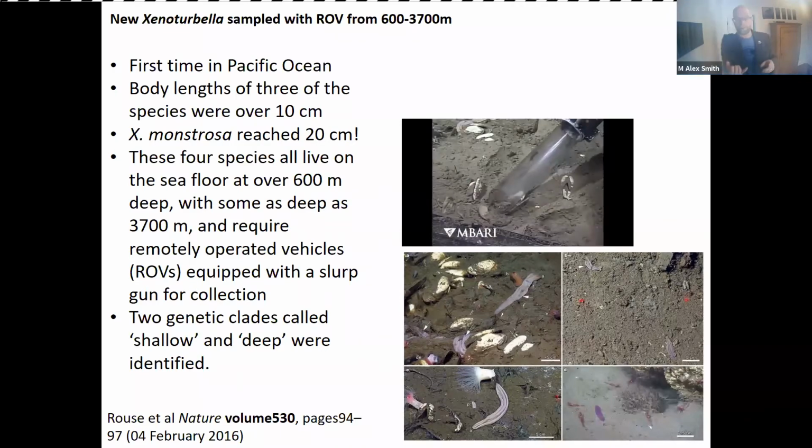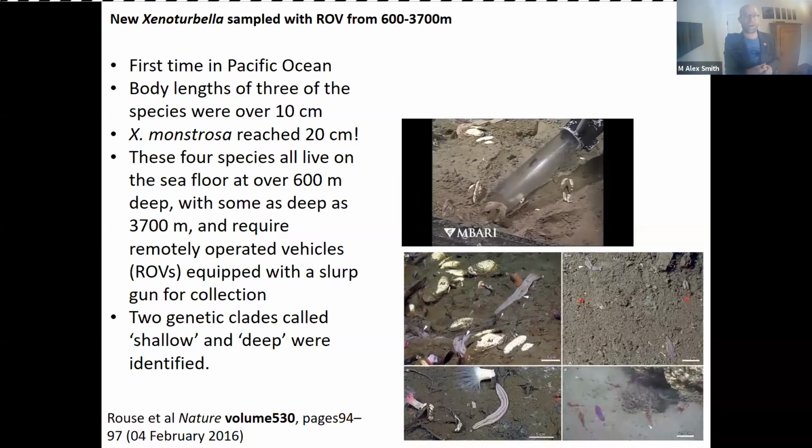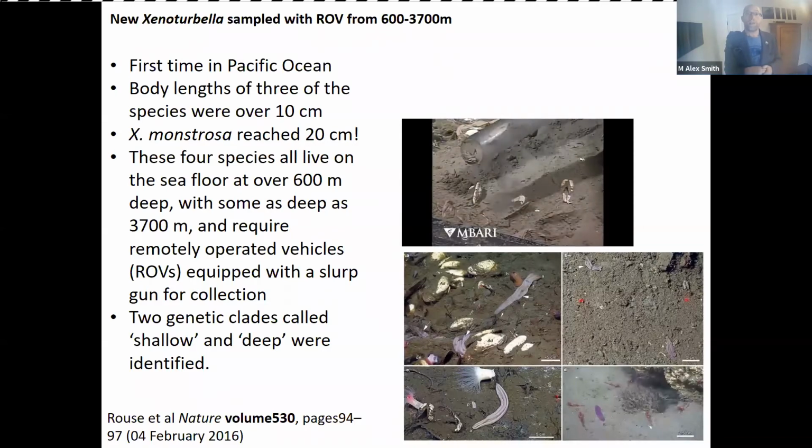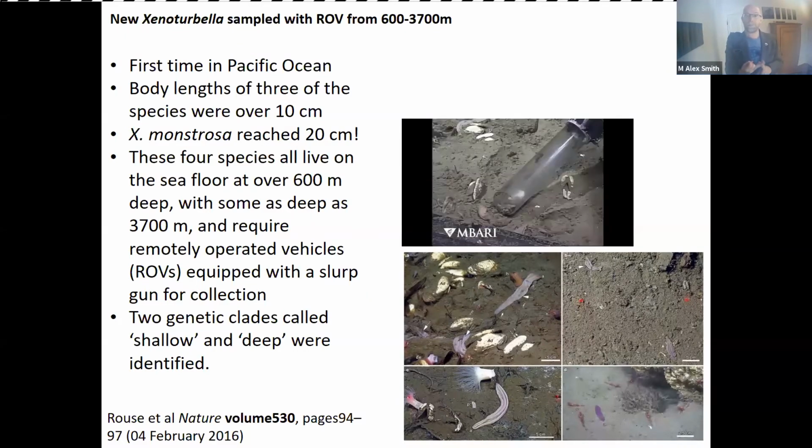So one of the new elements in these studies in 2016, this is the first time. Remember, Sweden was the first time they were found. This is off the coast of California near Monterey Bay. They were also very big. So 3 new species were described. The first time in the Pacific Ocean. Some of them were very big, some as long as almost a ruler. I said 3. Sorry, all 4 species lived on the seafloor.